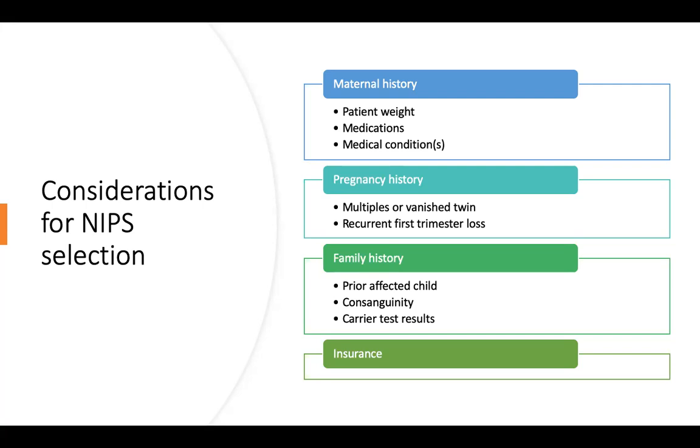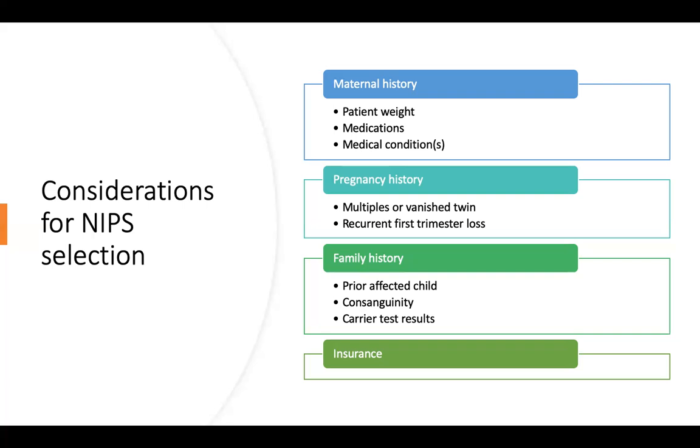Also, if you have a family history of recurrent pregnancy loss, which could suggest one of the parents are carriers of a translocation, NIPS is likely not the most helpful tool. They really should be undergoing some type of prenatal diagnosis.